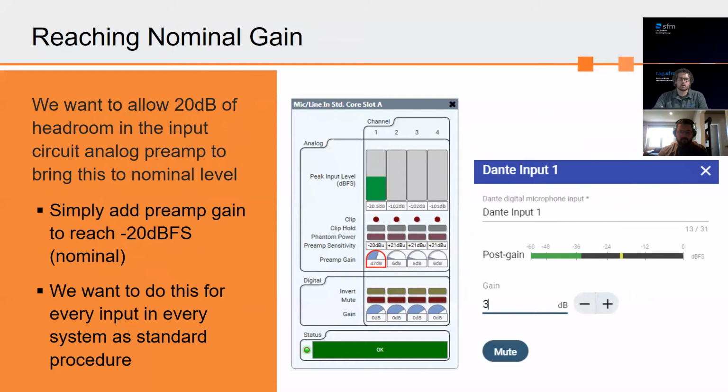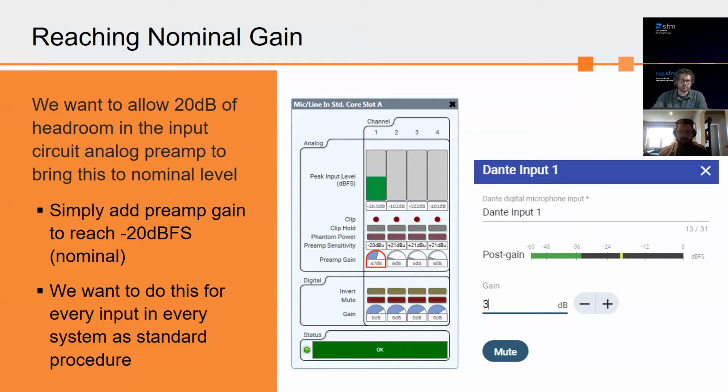So how do we go about reaching nominal gain? Well, we want to make sure we've got 20 dB of headroom in our circuit, and we just basically need to take a look at what I'm bringing in. If it's a line level, I probably don't really need to increase much of my input, right? Because I'm already bringing it in at a line level input. So maybe a few dB of increase. But if it's a microphone, I'm going to have to increase that gain quite a bit more.